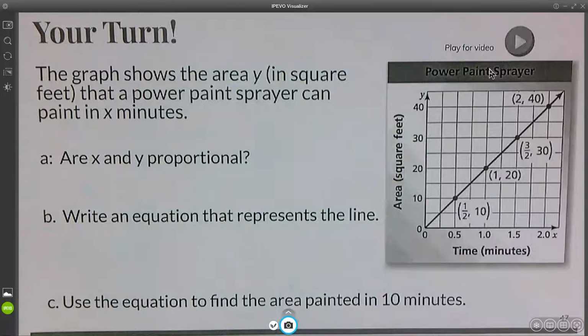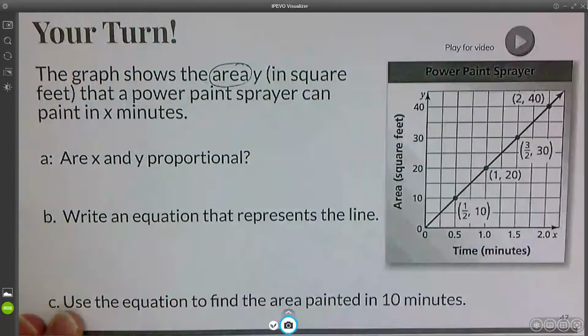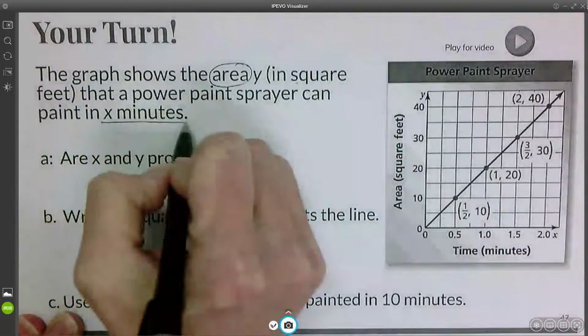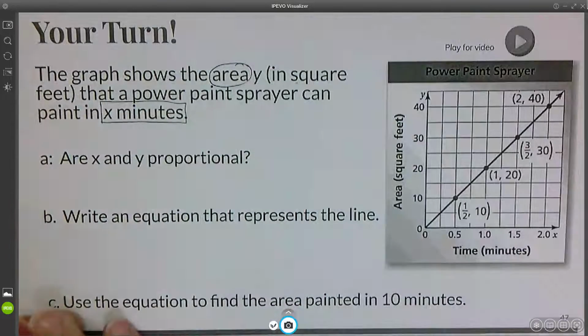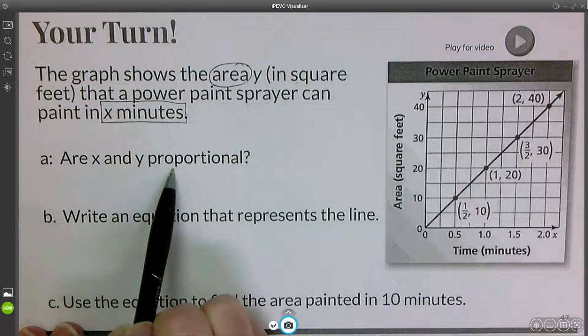All right, so the first thing that you want to pay attention to is what each coordinate represents. Y is the area covered in paint in square feet, and X is the amount of minutes it takes to cover that much. That's always important, figuring out what X represents and what Y represents before I even move on. Now I go on to A, and it says, are X and Y proportional?